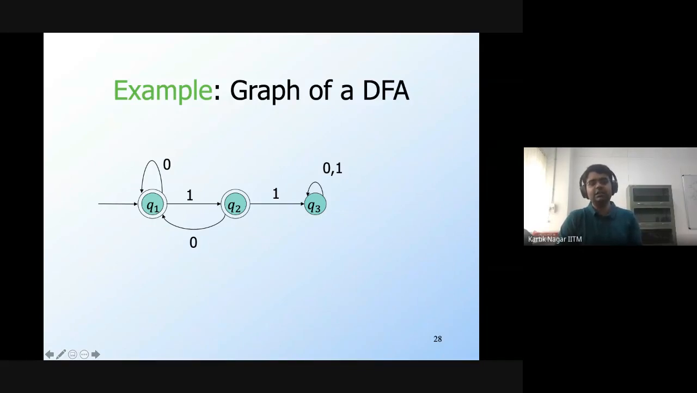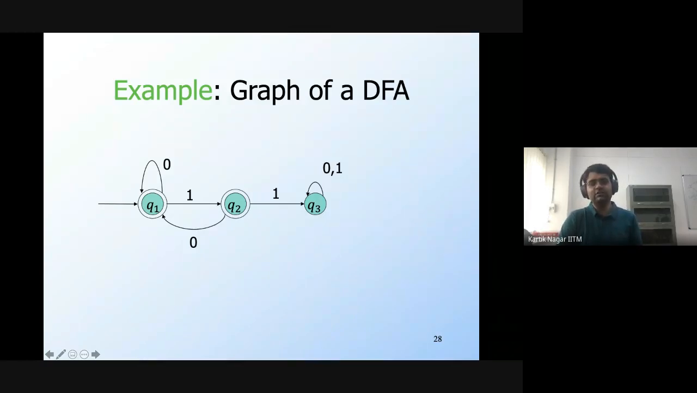If you're given some string, you're basically going to execute the DFA on that string, beginning from the start state. You will execute the DFA using the transition function, and you will end up in some state when the string is completely processed. If that state is a final state, then the string is accepted by the DFA. Otherwise, it is rejected. The language of the DFA is the set of strings accepted by the DFA. All these things we are going to make more clear as we go along. But let's look at this DFA.